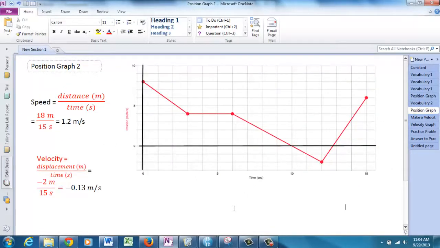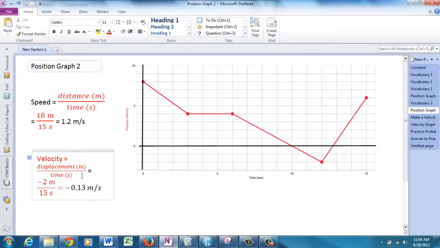From the position graph, we can find out these things. So looking at a position graph, if we want to find the speed, we look at the distance over time. We calculated the distance earlier by adding up all these different line segments for how far the object had gone. So we had 18 meters over the total amount of time was 15 seconds. So that gives us a speed of 1.2 meters per second, which is different from the velocity.